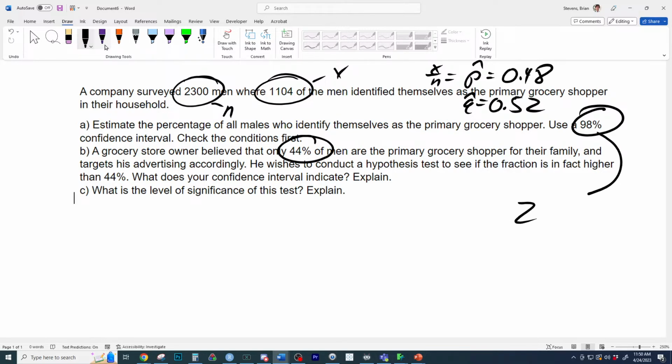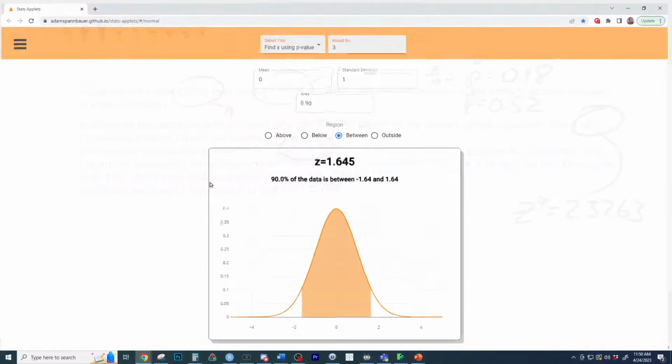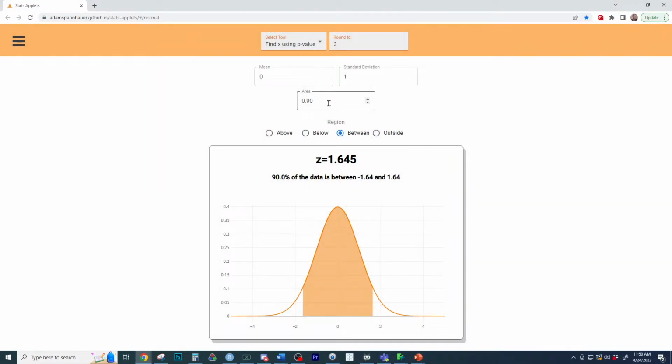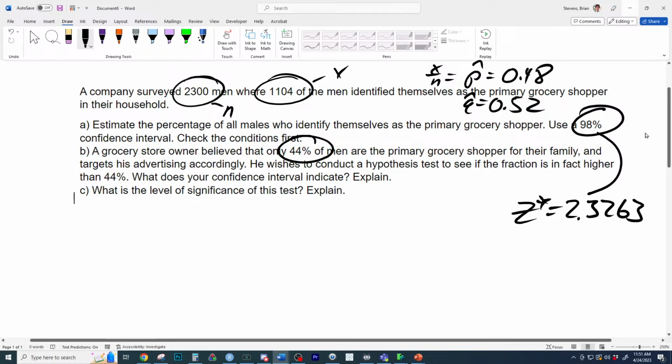We can get the Z star right here, which is going to be used for the confidence interval, which is 2.3263. And to show where we get that from, that comes from the apps right here. We need to go over to the apps and make a 98% confidence interval from the normal curve. Make sure you're on Z-scores, go between, and there's the number 2.3263. Round to 3 or 4 decimals. I usually do 4 sometimes, or 3.